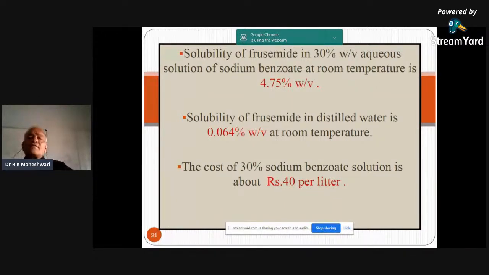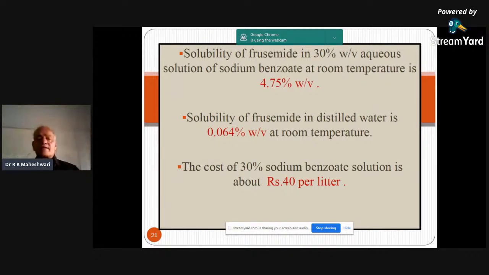Now, the solubility of fusamide in 30% sodium benzoate solution is about 4.75%. It comes in the soluble category. The solubility of fusamide in distilled water is 0.064%, poorly water soluble. Because of the sodium benzoate hydrotropic solution, the solubility has been tremendously enlarged, and hence you are able to dissolve the API in sodium benzoate solution to perform titrimetric analysis.